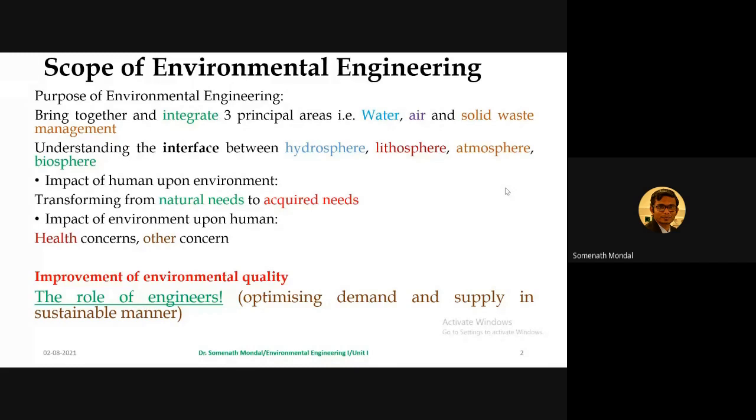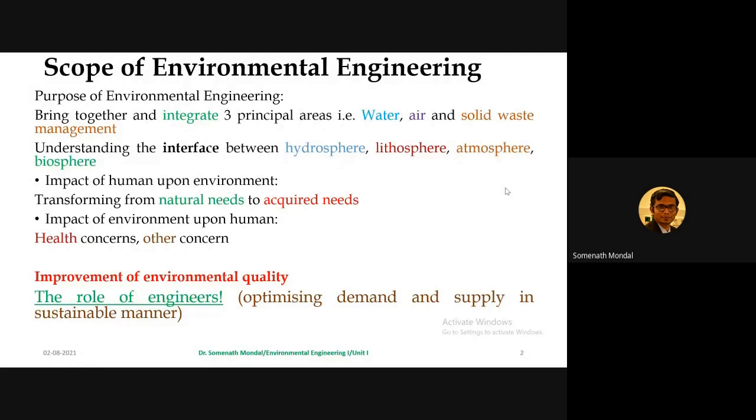Now, improvement of the environmental quality. That is where the role of engineers comes in, and not only civil engineers. As I mentioned, all engineering professionals or practitioners should take this as the most important aspect of a project. Creating or executing a project without significant harm to the environment or to the health of the environment is the most desirable in recent times.